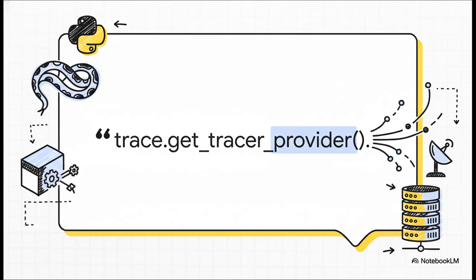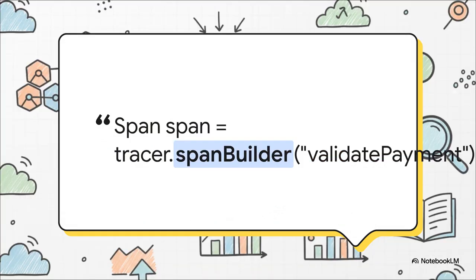So what does this actually look like in your code? Well, in Python, you'll start by getting something called a tracer provider. This is basically your entry point for creating and managing traces inside your app. And then you jump over to Java. And hey, it looks pretty familiar. You get a tracer from your config, and you use it to build and start a new span. You just give it a nice, meaningful name like validate payment, so you know what it's doing.